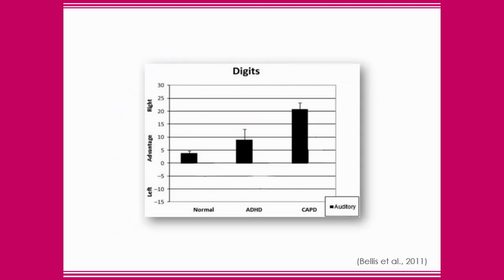As you can see in this slide, adapted from a figure in Bellis et al. 2011, the performance across 3 different groups on dichotic digits shows a very different interaural outcome. For children diagnosed with central auditory processing disorder, there is a clear right ear advantage or left ear deficit. For the normal children, there is little, if any, advantage. Both ears perform essentially the same. And for the children diagnosed with attention deficit hyperactivity disorder, there is some slight right ear advantage, but it's not nearly as large as that seen in the children with central auditory processing disorder.